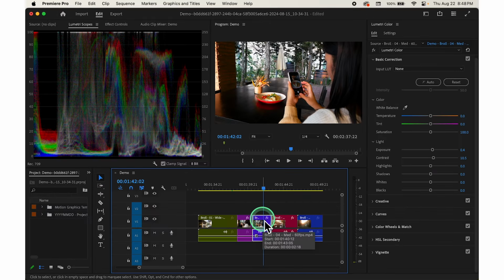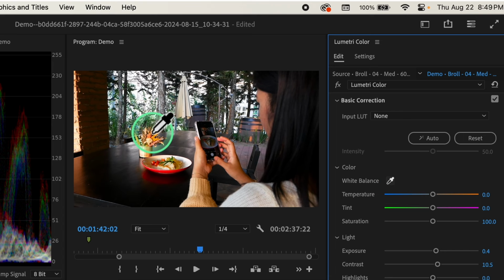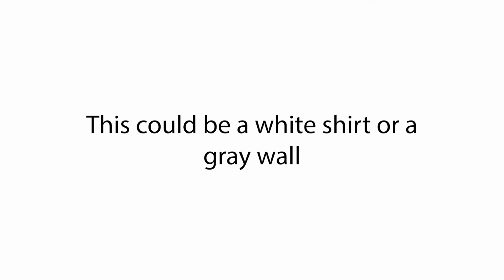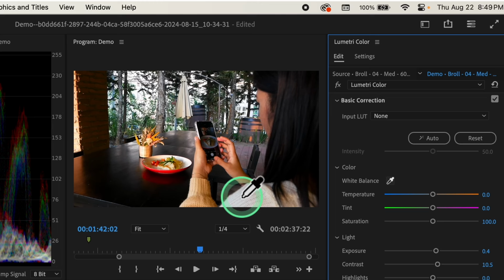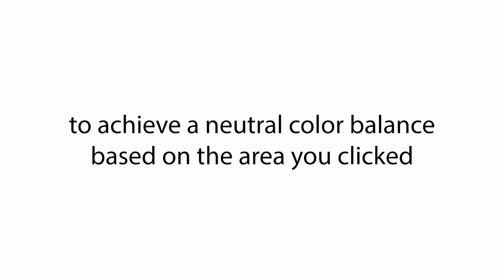Click on the clip in the timeline that you want to adjust. This will activate the Lumetri Color controls for that clip. Use the eyedropper tool next to the temperature and tint sliders. Move your cursor over the program monitor where your footage is displayed. Click on a neutral area in your footage, which is an area that should be gray or white. This could be a white shirt or a gray wall or anything that should be color neutral. Click on it. Premiere Pro will automatically adjust the temperature and tint sliders to achieve a neutral color balance based on the area you clicked.